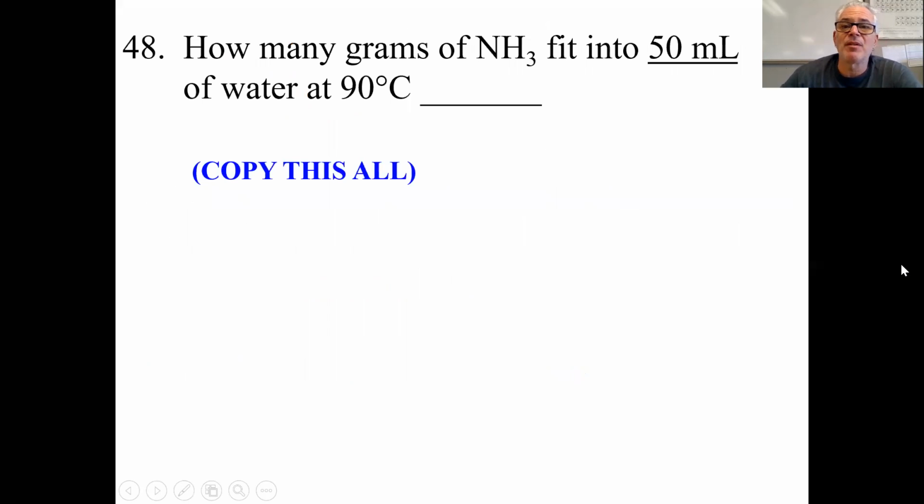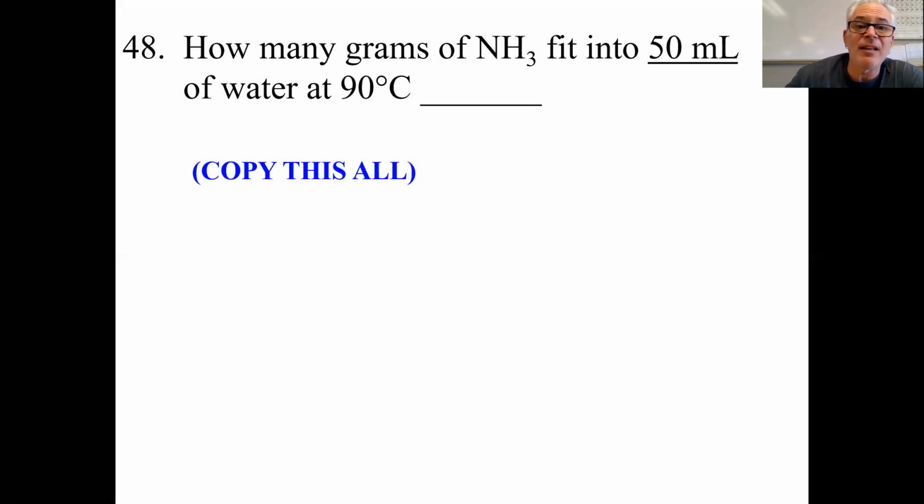Let's see how this math problem is done. How many grams of ammonia fits into a smaller solution? This graph is about 100 mLs. What if, well, you could have a smaller solution, right? Look, I'm going to draw it. Here's a little picture. Look, we got a little solution right here. It could be 90 degrees. It could be saturated with ammonia.